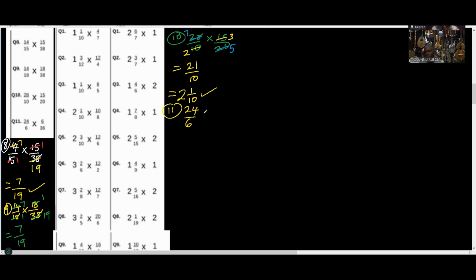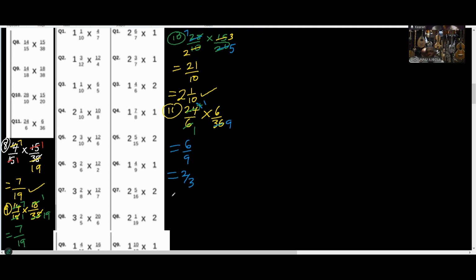Then number 11, which is final to that other aspect, we have 24 over 6, which is not a fraction but a whole number 4, times 6 over 36. And 6 over 36 is the same as 1 over 6. So we can say 6 here 1, 6 here 4. Then I can use 4 here 1, 4 here 9. So the answer I have is 6 over 9, which can be reduced to 2 over 3 if I divide it by 3. Is that clear?